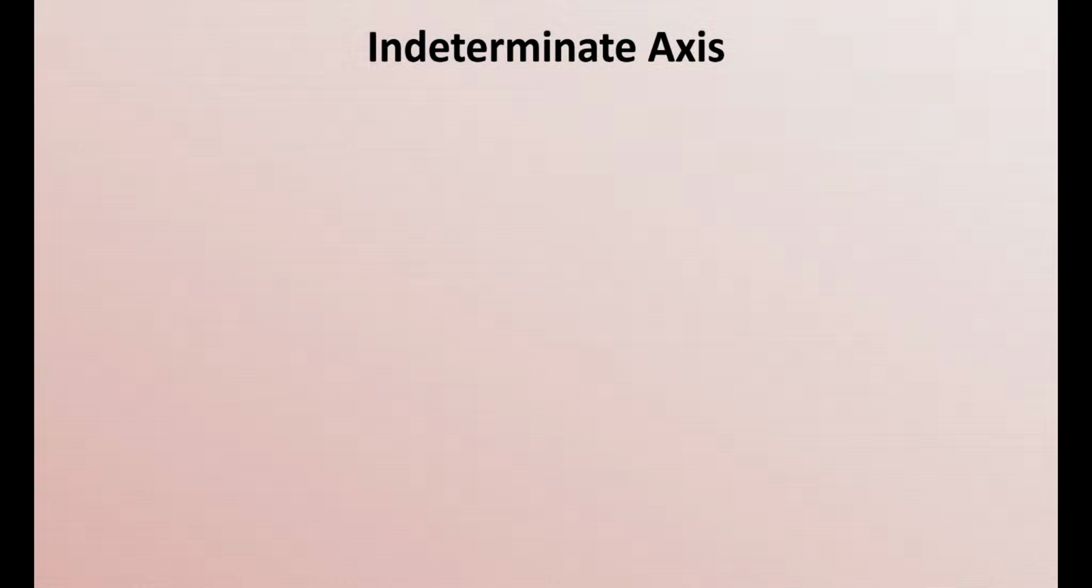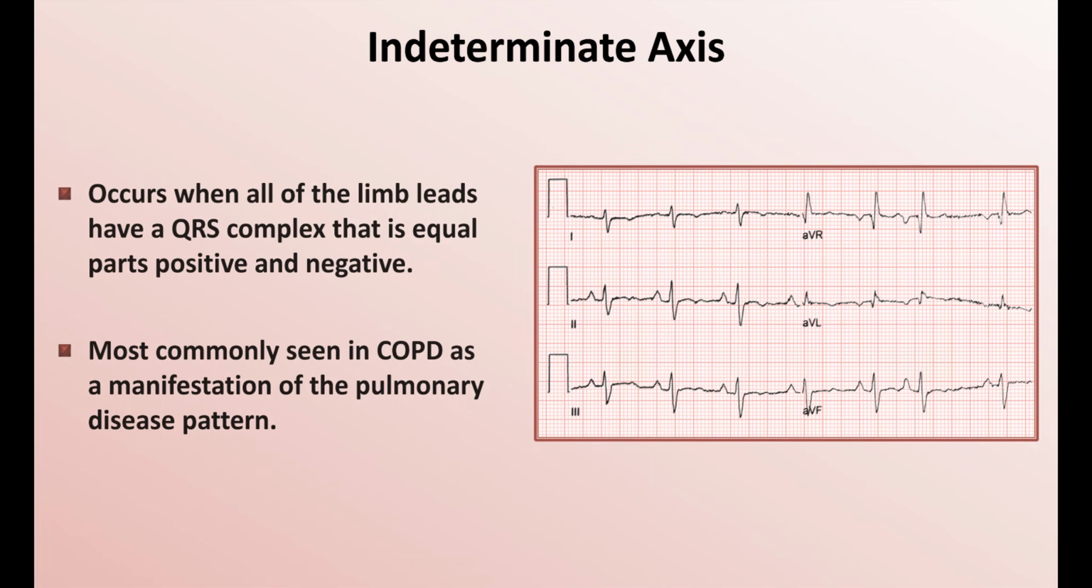There is just one more situation concerning determination of axis to discuss. This is the case of the indeterminate axis. This occurs when all of the limb leads have a QRS complex that is equal parts positive and negative. That is, all of the leads appear equiphasic. This is most commonly seen in COPD as a manifestation of the pulmonary disease pattern of low voltage, poor R wave progression, tall P waves, and unusual axis.